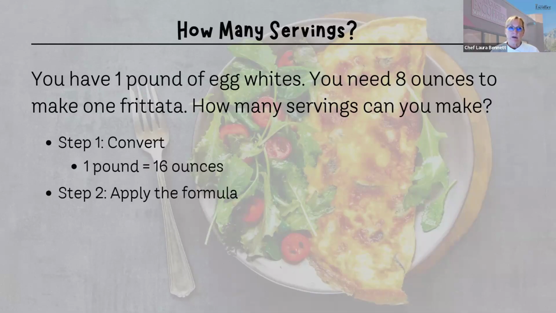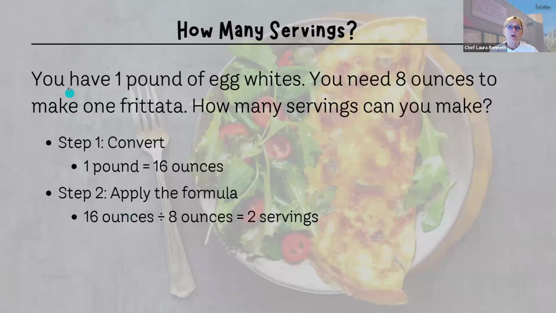Now we're going to apply our formula. 16 ounces divided by 8 ounces equals 2 servings. Again, I just want to make sure that you understand, the 16 ounces is going to take the place of the 1 pound. So you can go back up and reread that question as you have 16 ounces of egg whites.